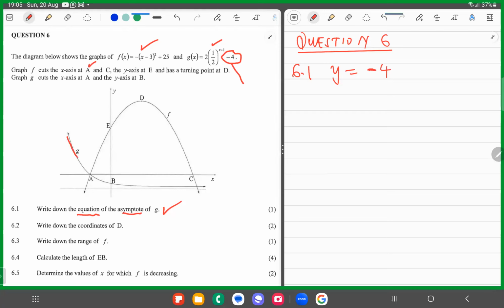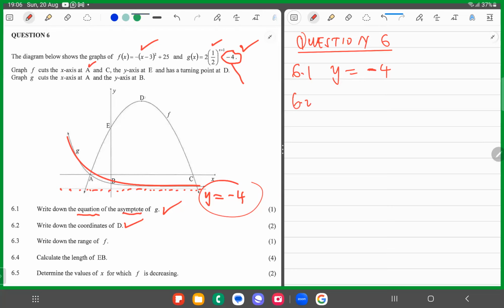Here's the exponential function, and here is the asymptote. And therefore, the asymptote occurs at y equals -4. How do we know this? Because we can see it there on the graph. Write down the coordinates of D.